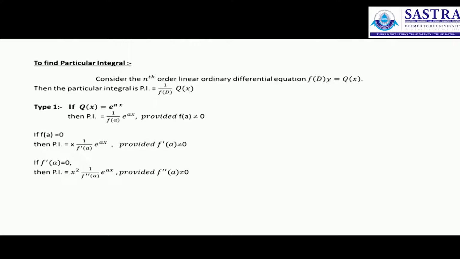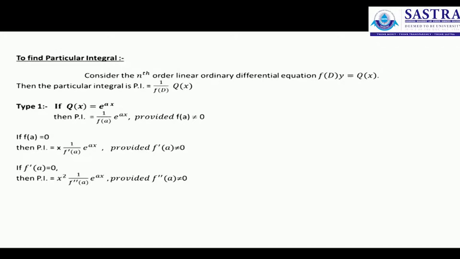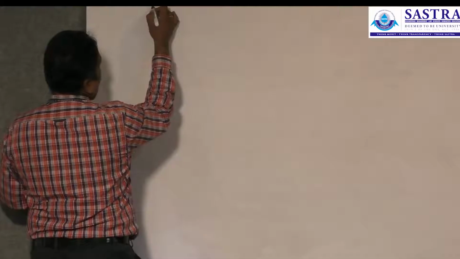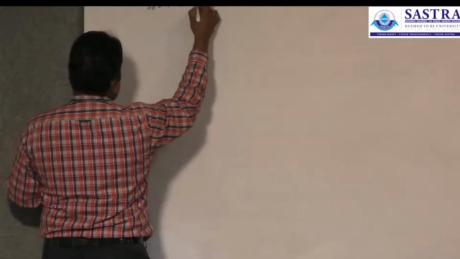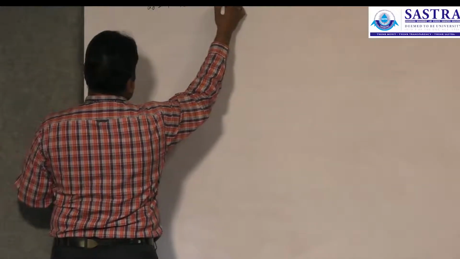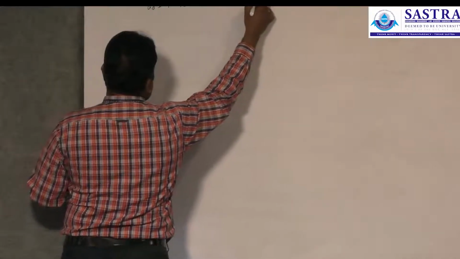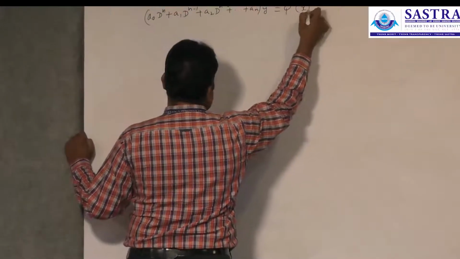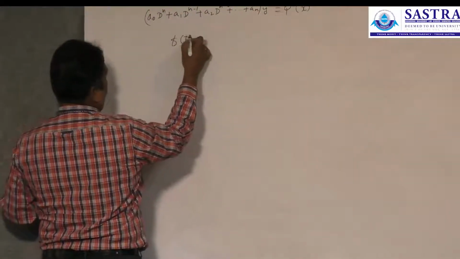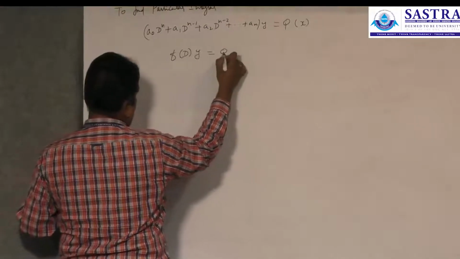So far we have discussed how to find a complementary function. Now let us see how to find a particular integral. To find the particular integral, again let us consider the equation (a0 D^n + a1 D^(n-1) + a2 D^(n-2) + etc. up to an) y = Q(x). This equation can be written as f(D) y = Q(x).